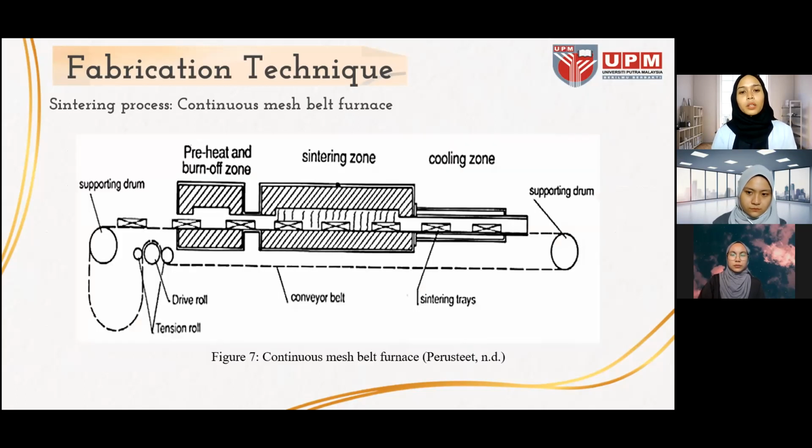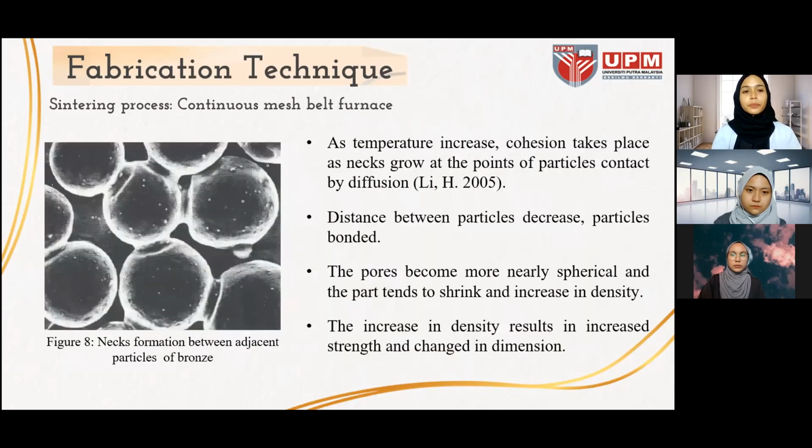Next. Figure 7 shows the continuous mesh belt furnace, which consists of 3 chambers, which are preheat, sintering zone, and cooling zone. Next. In the sintering process, there are formations between adjacent bronze particles, shown in figure 8. As the temperature increases, cohesion takes place as necks grow at the points of particle contact by diffusion. The distance between the particles decreases and the particles become bonded. The pores become more nearly spherical and the part tends to shrink and increase in density. The increase in density results in increased strength and a change in dimensions.